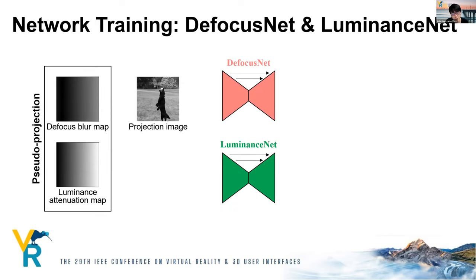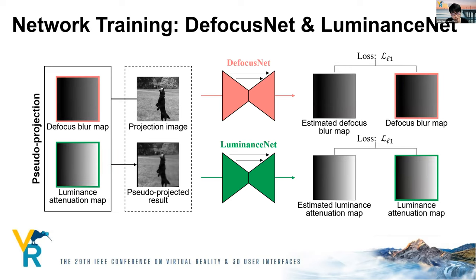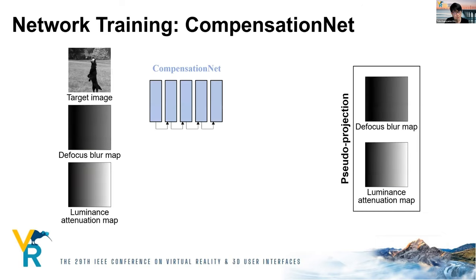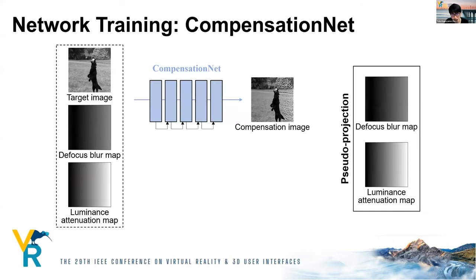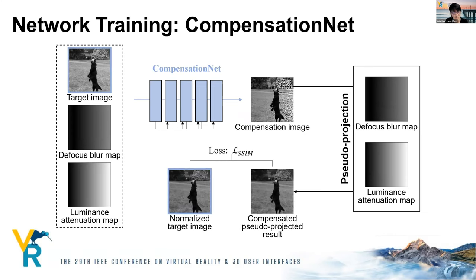I will explain how to train the defocus net and luminance net. After pseudo-projecting the projection image, each network estimates the map from these images. We then calculate the loss between the estimated map and the true map used for pseudo-projection. The compensation net generates a compensation image from the target image and the two maps. We then calculate the loss between the compensated pseudo-projected result and the target image whose luminance is normalized according to the pseudo-projection.